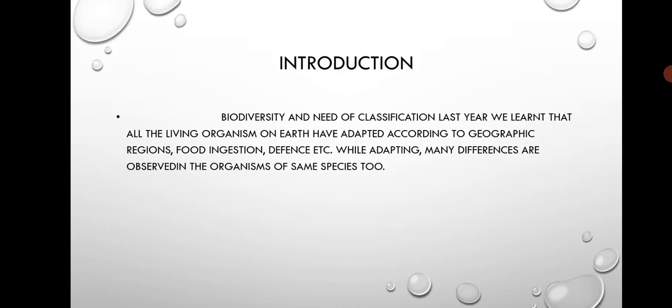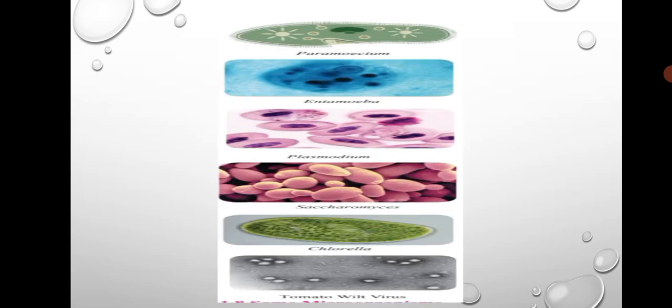Here is the introductory part. We observe that in our biodiversity we have many types of species, and microorganisms have a lot of varieties and biodiversity. All the living organisms on earth have adapted according to geographical regions, food intake and defense. Here we observe some types of microorganisms, for example Paramecium, Clostridium, Escherichia coli, cholera, and some viruses.